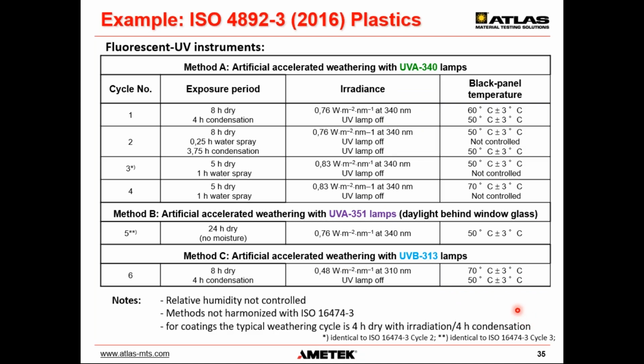Similarly, for fluorescent UV instruments for different applications, we have different light sources. They're all fluorescent, but the light sources are the UVA 340 lamps with a peak at 340 nanometers. For interior applications, we have the UVA 351 lamps, which are for simulating daylight behind window glass. And then you have what we call extended UV with a peak at 313 nanometers. Sometimes unrealistic exposures, but very severe exposures for materials with sensitivity in the short wavelength UV region.